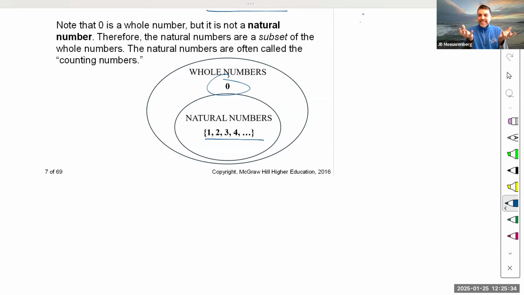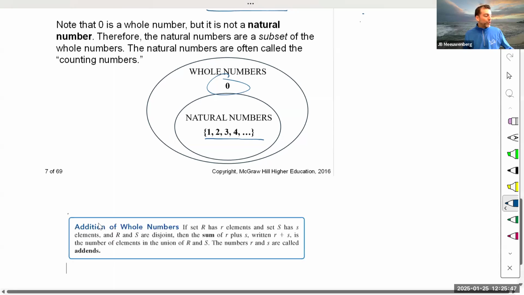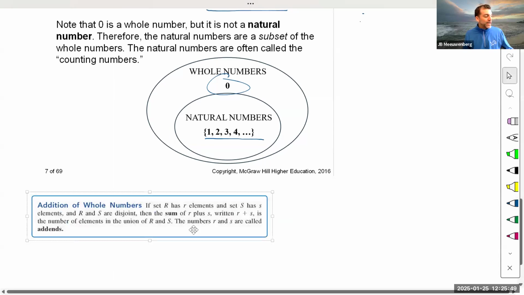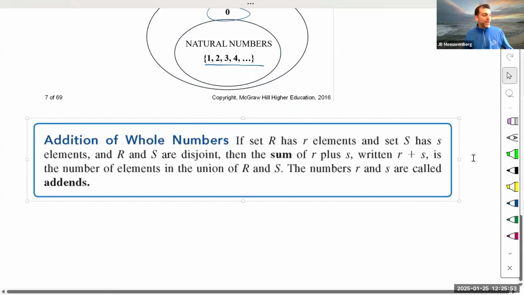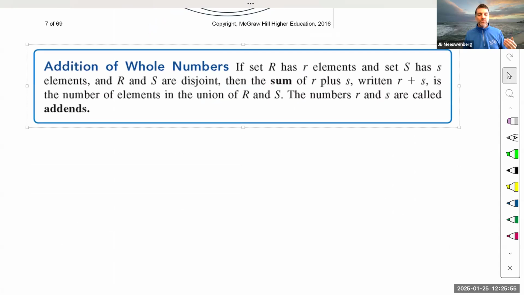Remember the idea of adding sets or taking the union of sets? Taking 2 sets and their union is often used to define what addition actually means. So what I'm going to show you now is the formal definition of addition. So take a moment to just read through this. Pause and read through this. Maybe read through it a couple times so it can start to make sense to you.